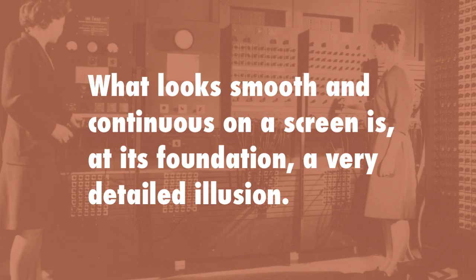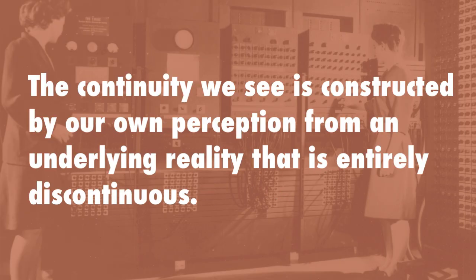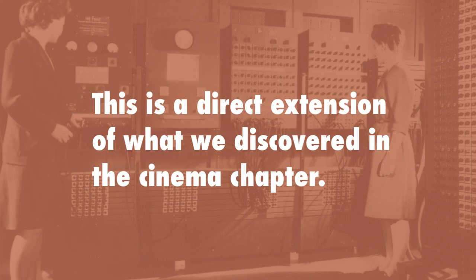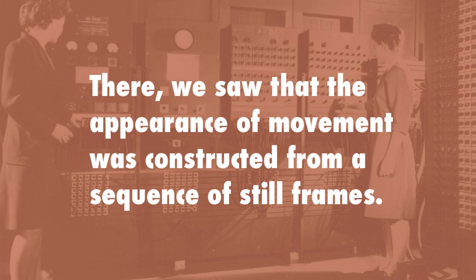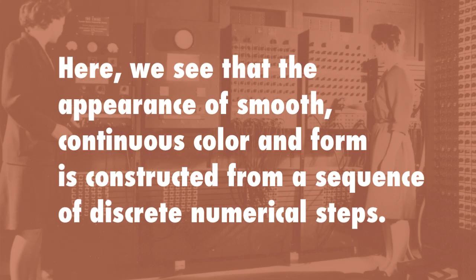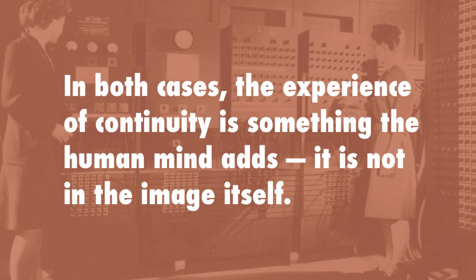What looks smooth and continuous on a screen is, at its foundation, a very detailed illusion. The continuity we see is constructed by our own perception from an underlying reality that is entirely discontinuous. This is a direct extension of what we discovered in the cinema chapter. There, we saw that the appearance of movement was constructed from a sequence of still frames. Here, we see that the appearance of smooth, continuous color and form is constructed from a sequence of discrete numerical steps. In both cases, the appearance of continuity is something the human mind adds. It is not in the image itself.